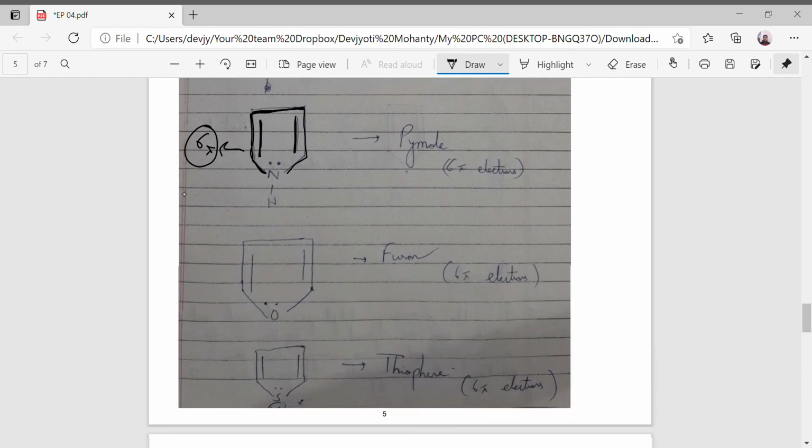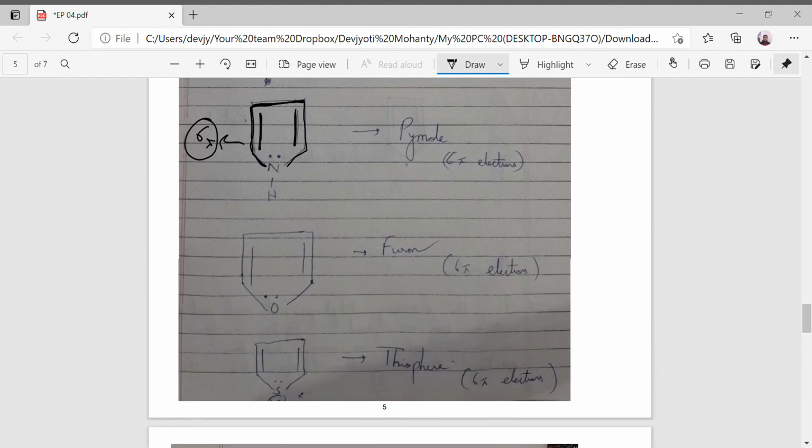Then furan also has 6 pi electrons. Same structure as that of pyrrole, and these two must be parallel. Oxygen must be there, and above oxygen two lone pairs. Thiophene is what? Thiophene is the same structure, and in place of oxygen over here it must be S, and above S and below S must be lone pairs, and these must be parallel. It also has 6 pi electrons.